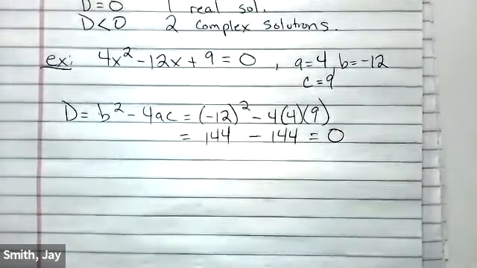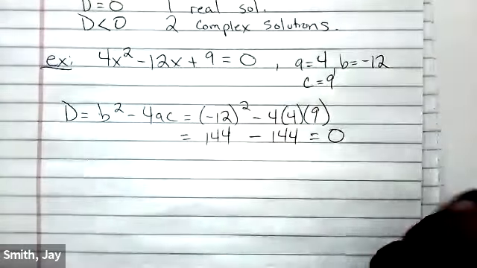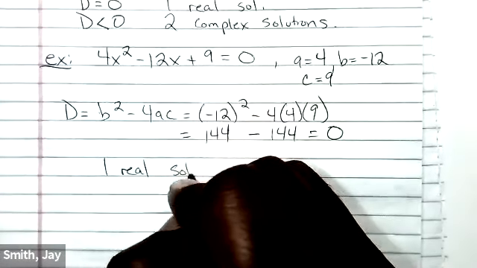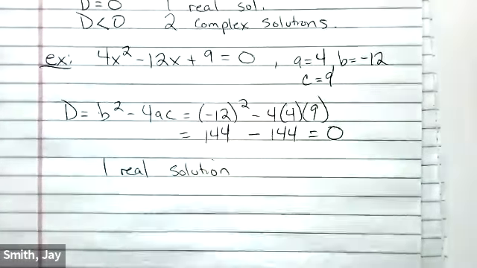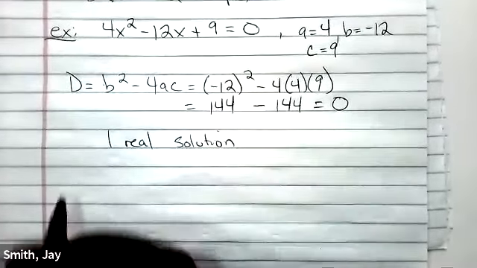So my discriminant is equal to 0. How many solutions do I have? One what? One real solution. All right, any questions on that example?